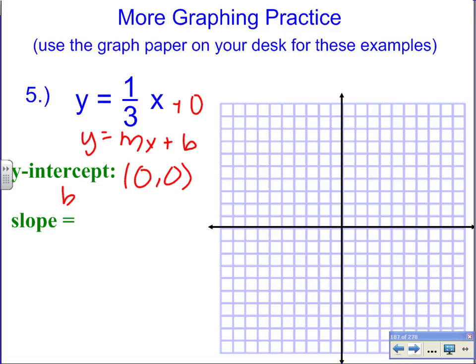So what does that mean I'm going to do whenever I'm graphing, if it's positive 1/3? Joseph? Right, up 1 to the right 3. So I'm going to start. B is where I begin, so that's 0, 0. And I'm going up 1 to the right 3. 1, 2, 3. Up 1 to the right 3.